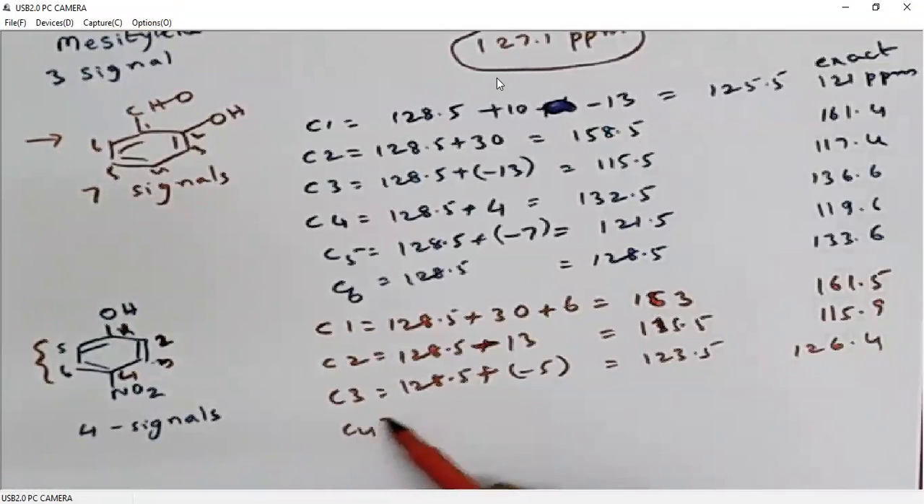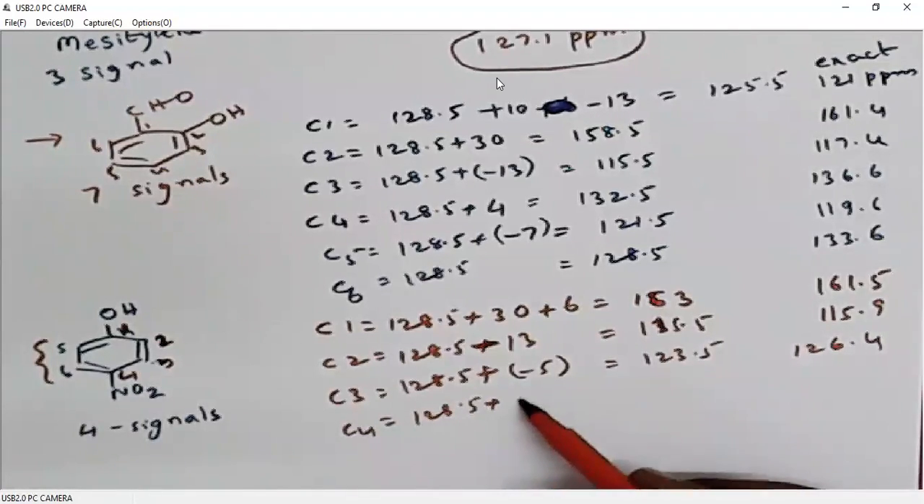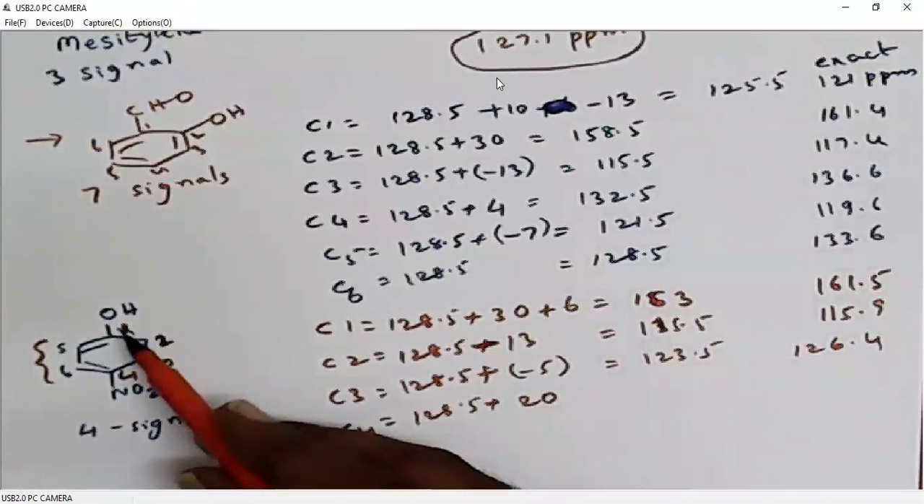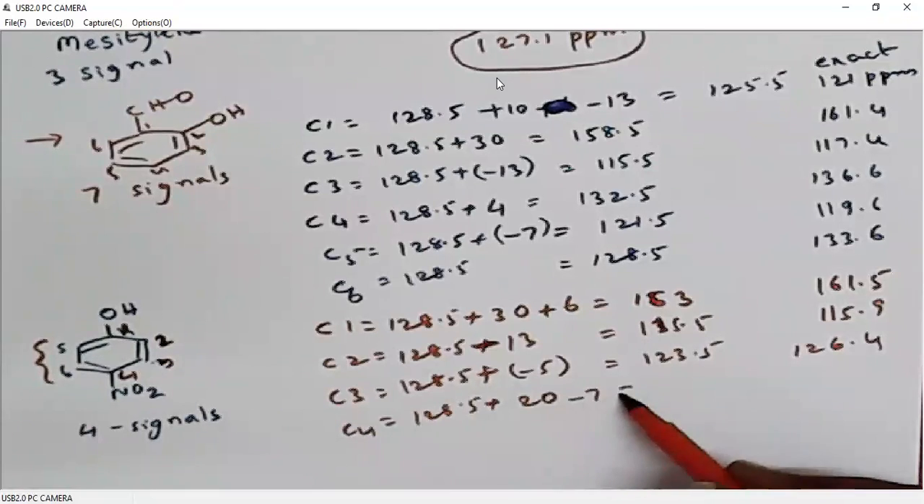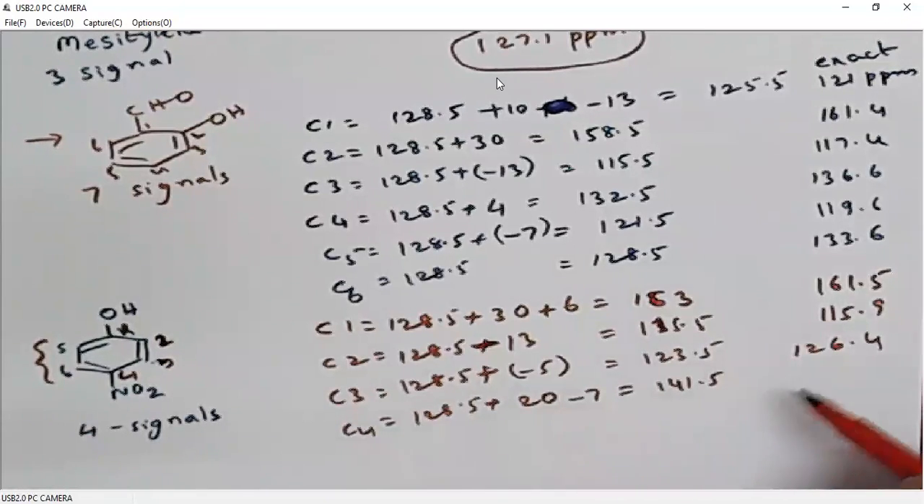For C4, 128.5 plus for nitro we will add 20, and OH is at para position, so subtract minus 7. So altogether we have 141.5, exact value is 141.7. So this is how we need to calculate the delta values in a short manner.